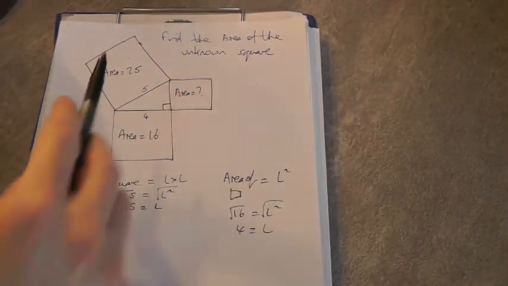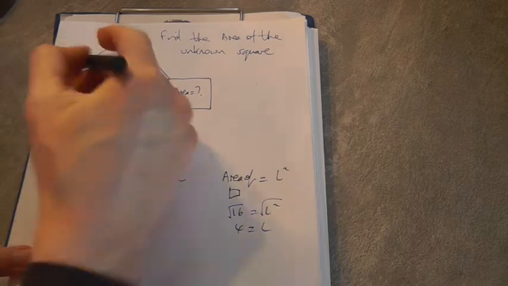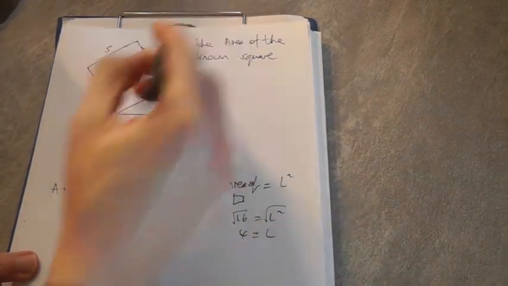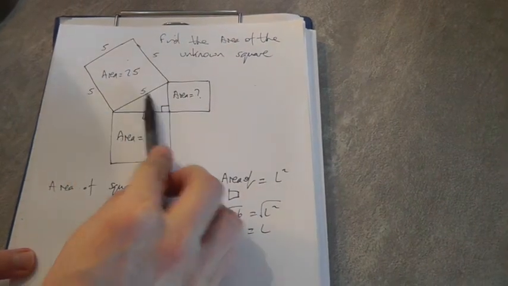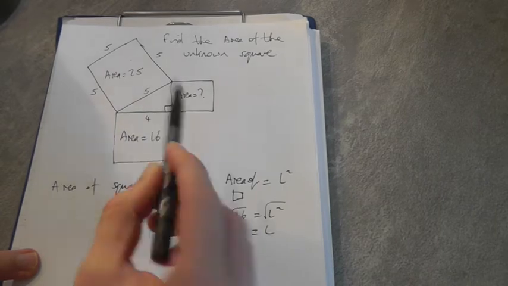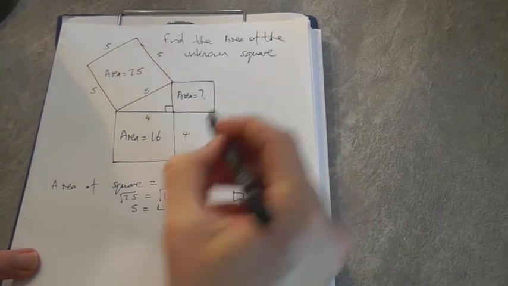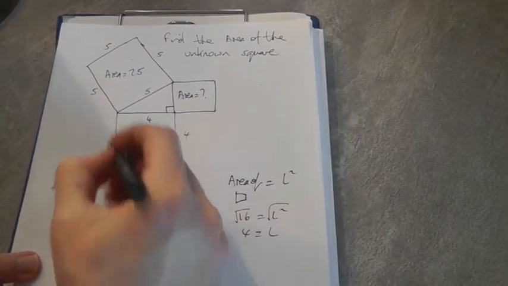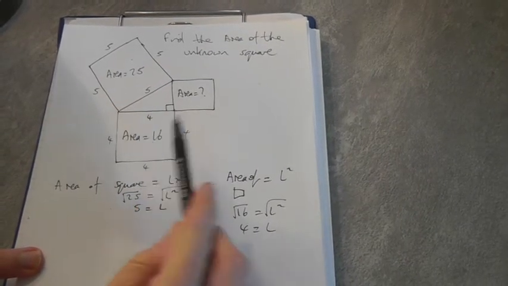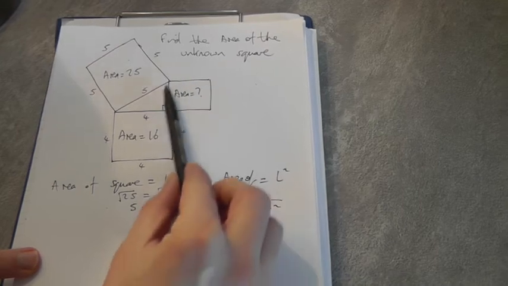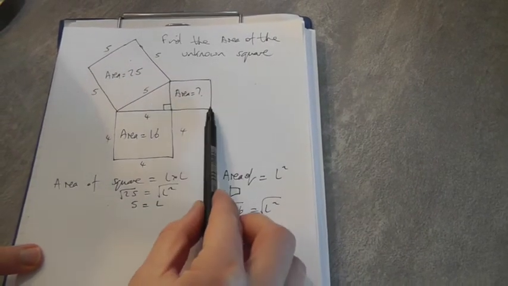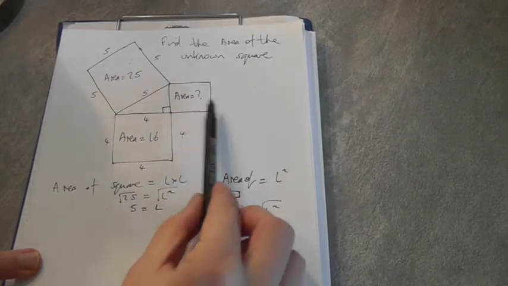If you want to test it, the length of that side is 5, that side is 5, and that side is 5, because that is a square, and 5 multiplied by 5 is 25. Same as this one here: that length is 4, that length is 4, that length is 4, and that length is 4, and 4 multiplied by 4 gives you 16 as well. So we now want to find out the area of this square, and to do that I need to figure out one of the lengths. If I figure out one of the lengths, I can then work out all of them.